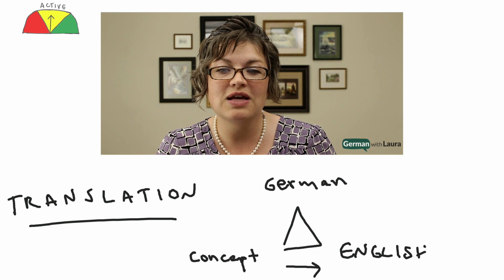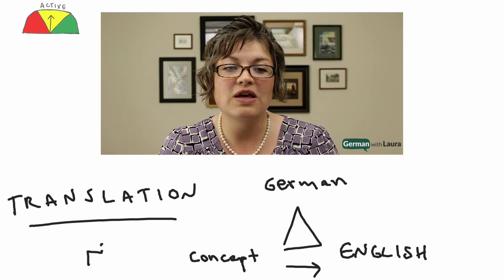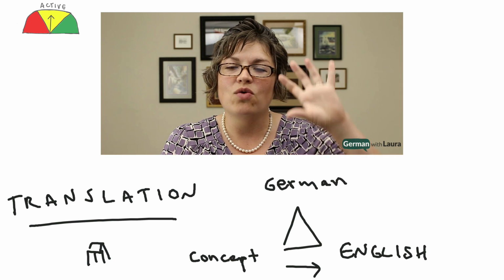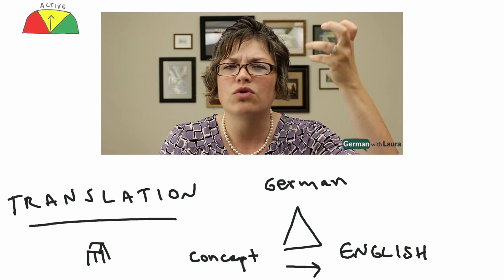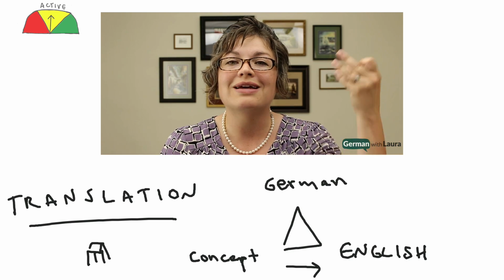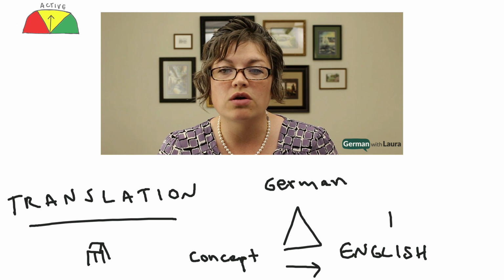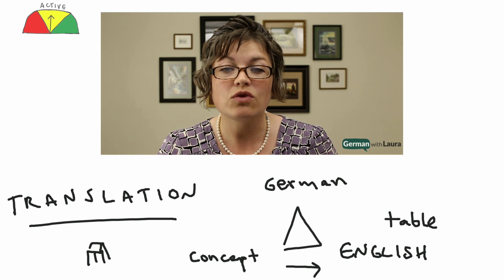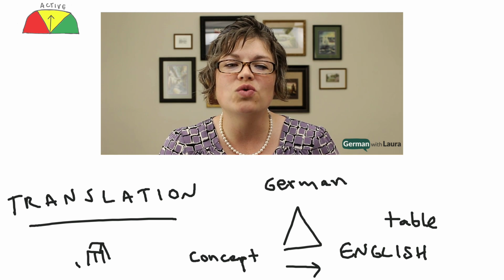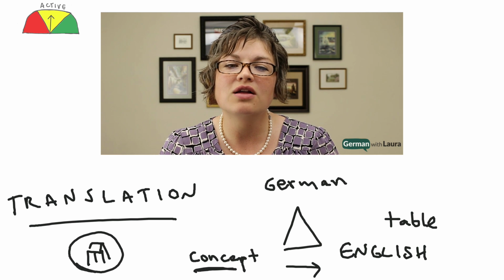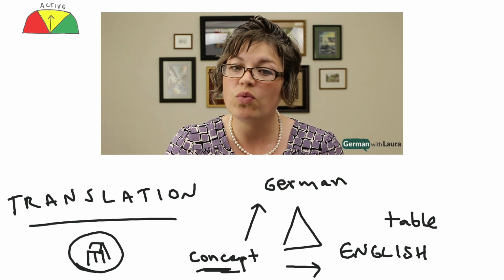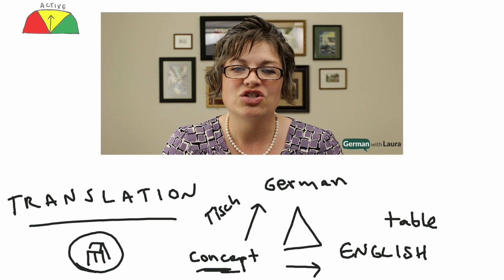Okay, so for example, we would envision, with our mind's eye, a table, and we have the whole idea of a table, what a table looks like, how we use a table, the concept of a table, and we attached that to the English word table. So now you can do the same thing with German, and that's what you want to do. You want to envision the concept of the word you're trying to learn and connect it directly to the German word, which in this instance is Tisch.